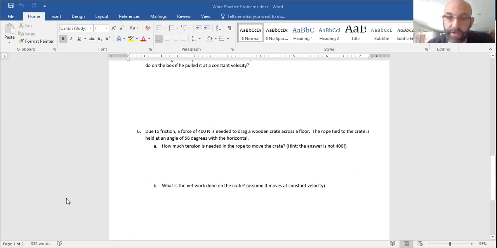So due to friction, a force of 400 newtons is needed to drag a wooden crate across the floor. The rope is tied to the crate and held at an angle 56 degrees to the horizontal. So first we actually have to find tension. And then from tension, we can find out what's the work being done on the box, or the net work. So this one, we definitely want to kind of draw a picture for. It's going to make life a lot easier.